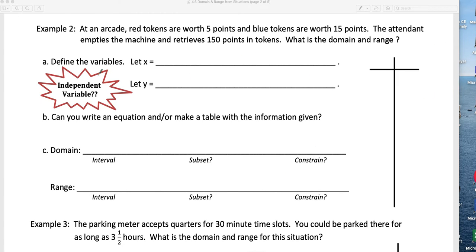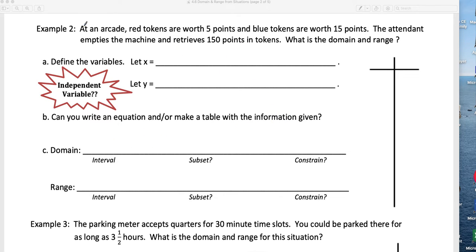At an arcade, red tokens are worth 5 points. Blue tokens are worth 15 points. The attendant empties the machine and retrieves 150 points in tokens. What is the domain and range? Okay, the first thing I need you to recognize is I don't see a rate of change. I do have a total here, and I've got 5 points and 15 points. There is no independent variable here. There's no rate of change. There's no initial value. This is actually in standard form. So we're not going to write an equation, and we don't need to.